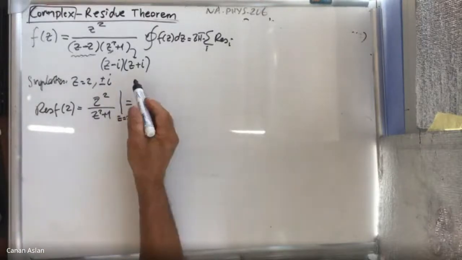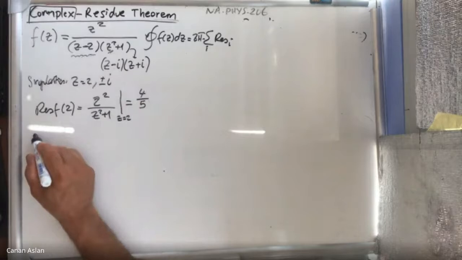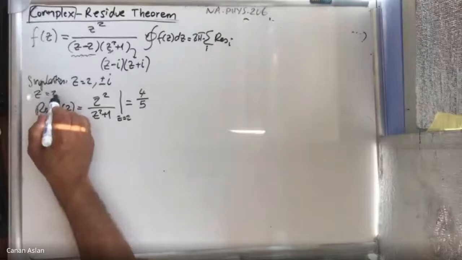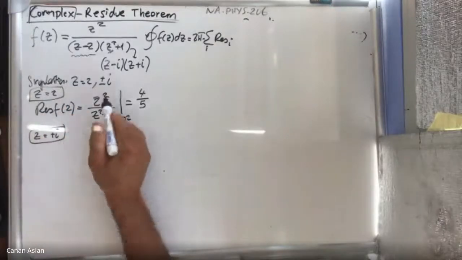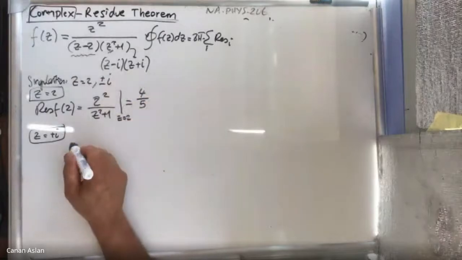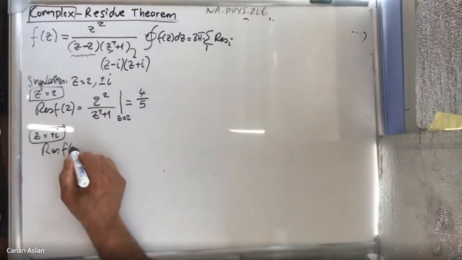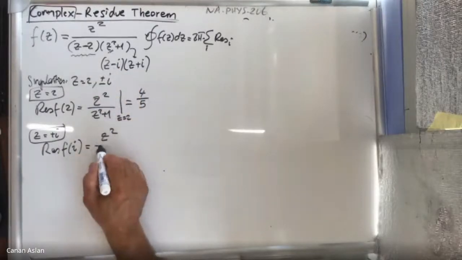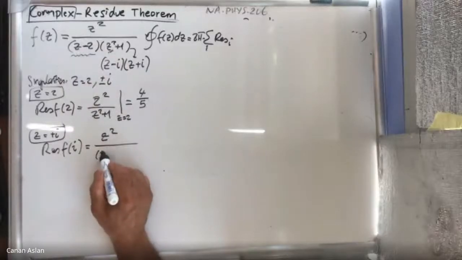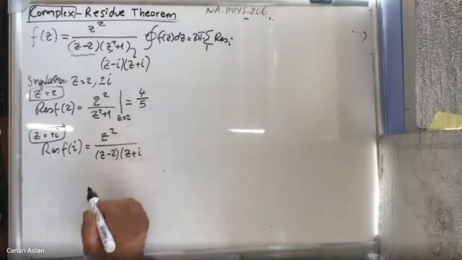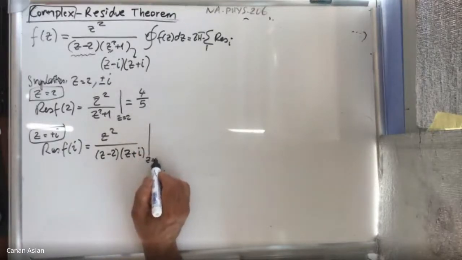Okay, 4 over 5. What about the other residuals? So let's consider z equals plus i. This was z equals 2 now. For z equals plus i, it means that we will get rid of this parenthesis from the denominator, but just get everything. So the residual of the function at plus i is nothing but the function given by z squared divided by z minus 2. This is gone and this survives, z plus i. And z is to be replaced by i.